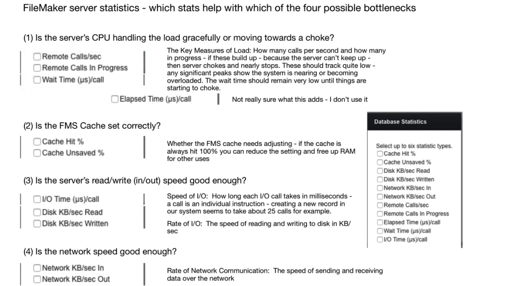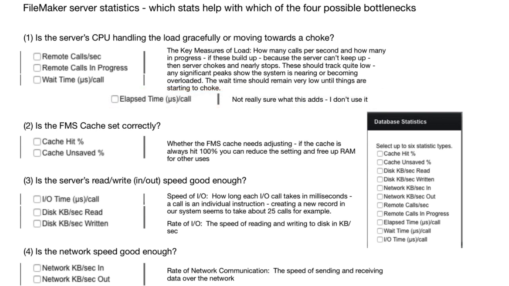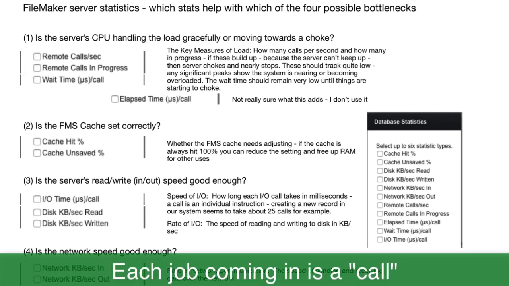There is a 4th statistic in this area called Elapsed Time, which, as we've said in the note, we're not quite sure what it adds. Somebody somewhere will doubtless tell us, because everyone uses these things in different ways. But our realization was that the remote calls per second is a really good measure of the physical load going into the server, because they're jobs. Each job coming in is a call. A call may in fact be several different bits, but essentially it's how FileMaker have chosen to measure these things.